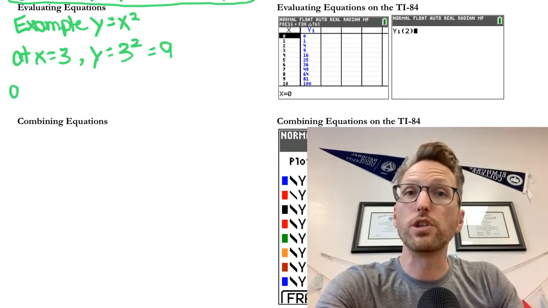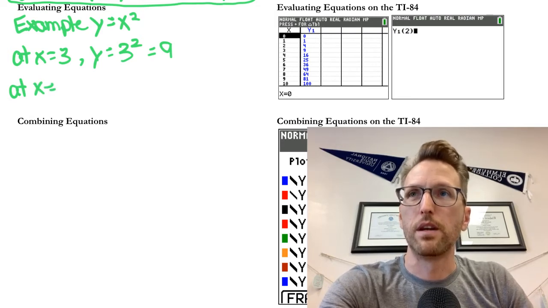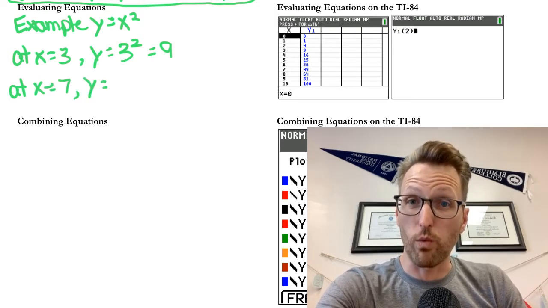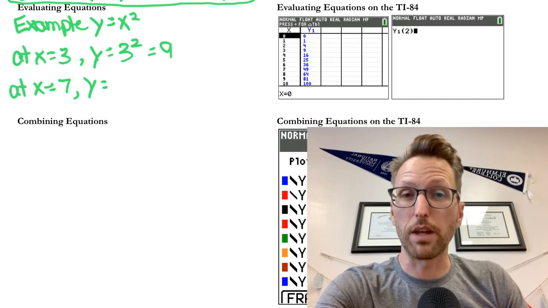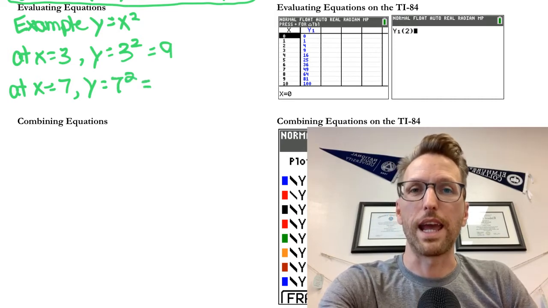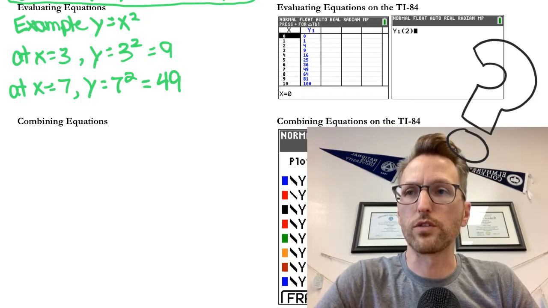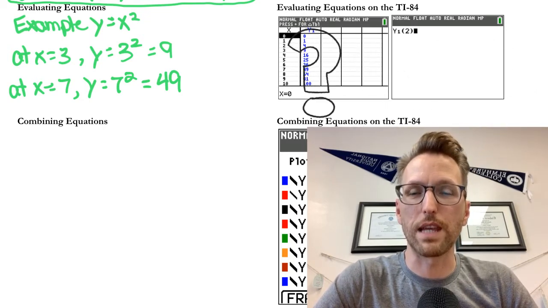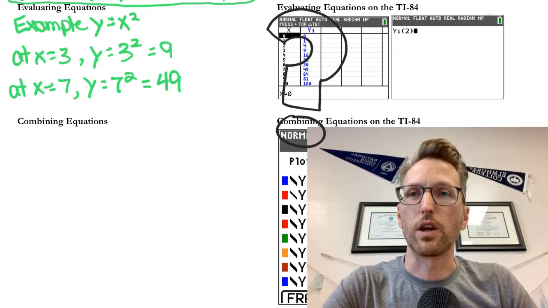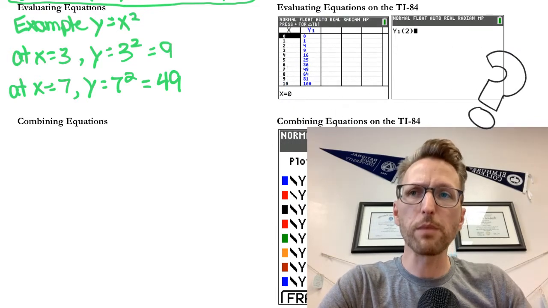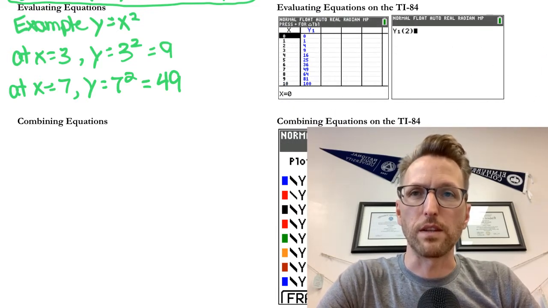So this is what we would do by hand on paper. Now, if we want to find the value of y when x equals 7, well, we plug in 7, square it, and we get 49. Well, I wonder how many of your squares you know, just looking at this table on the right. They should look quite familiar. Pretty much when we know up to 15, that's pretty good.